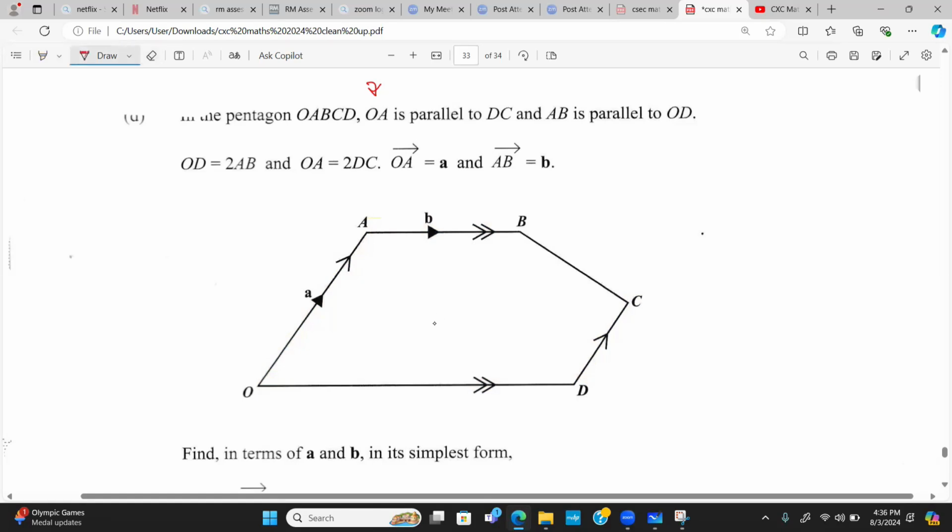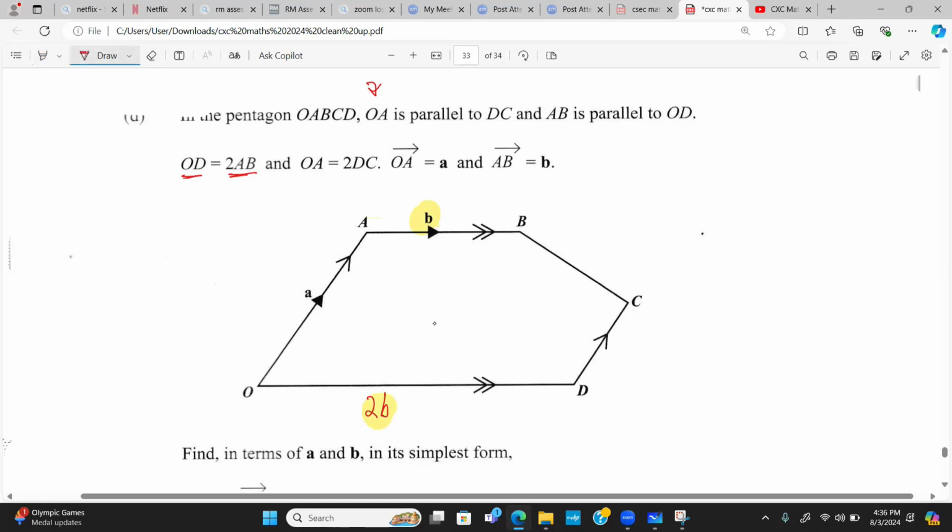OD is 2AB. In other words, AB is b. That means this is going to be 2b, because we were just told that OD is twice AB. So I would be able to relate this to that. We did that relationship very quickly right there.